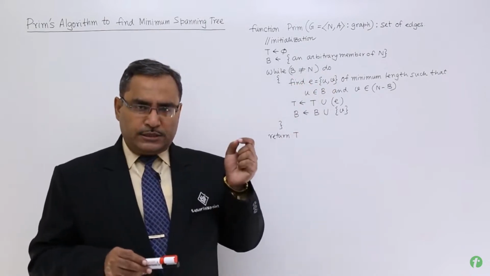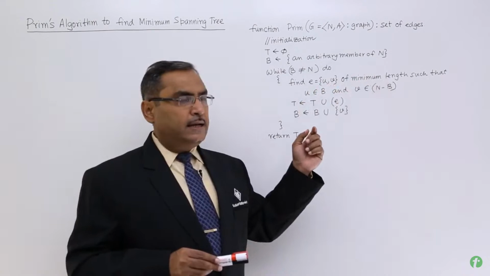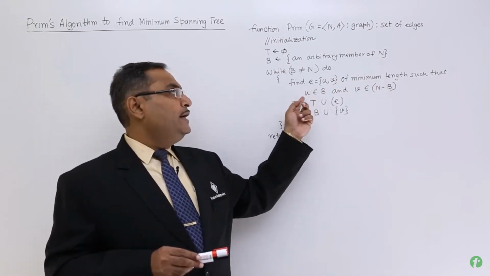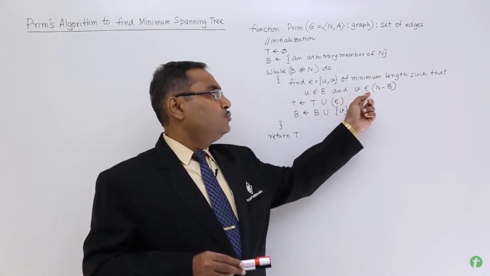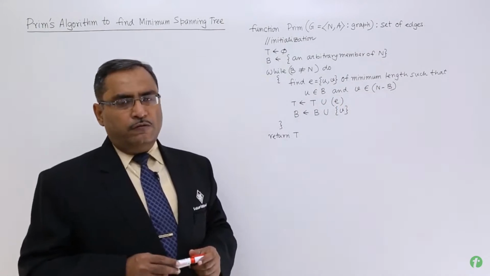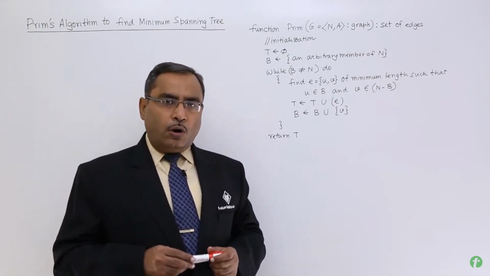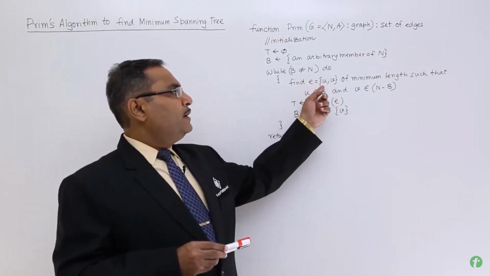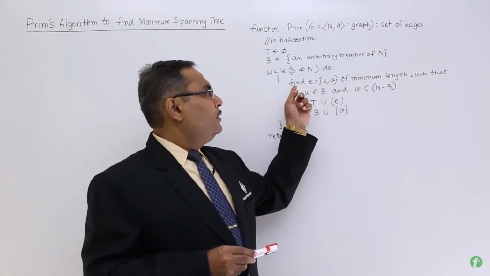What is E? E is the edge which is connecting two vertices U and V, of minimum length, such that U belongs to B. What is B? Set of considered vertices. So U is considered already, but V is not considered. So V belongs to N minus B. What is N? Set of all vertices. What is B? Set of all considered vertices. What is N minus B? Set of all unconsidered vertices up to this level. So U must be belonging to this set and V must be belonging to this set. Okay, done. So now find E.